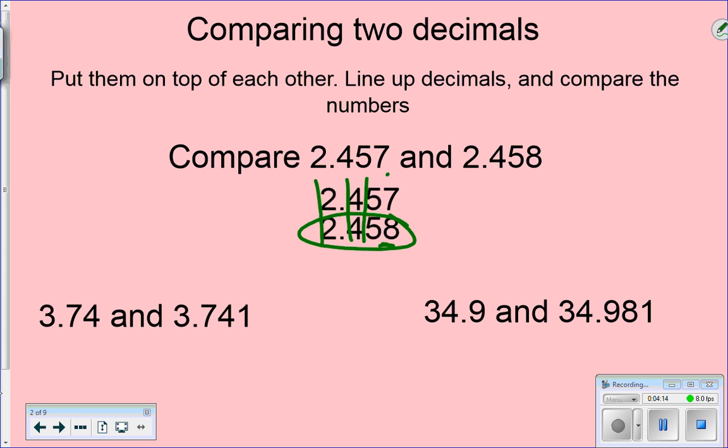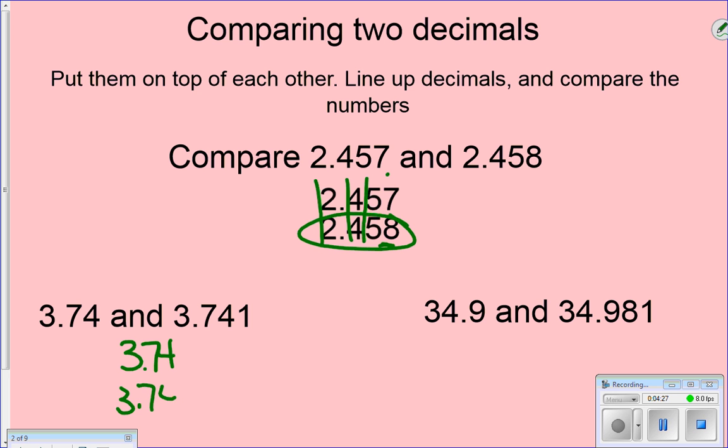Okay? Even if I look at this one, a lot of people would say that this one's bigger off the top of their head. And are they right this time? Yeah, this time they're right. 3.74 and then 3.741. If I add a 0 here, like Merrick talked about, this one is still bigger. If I look, they're still the same. Okay? What about this one? Which one's bigger here?